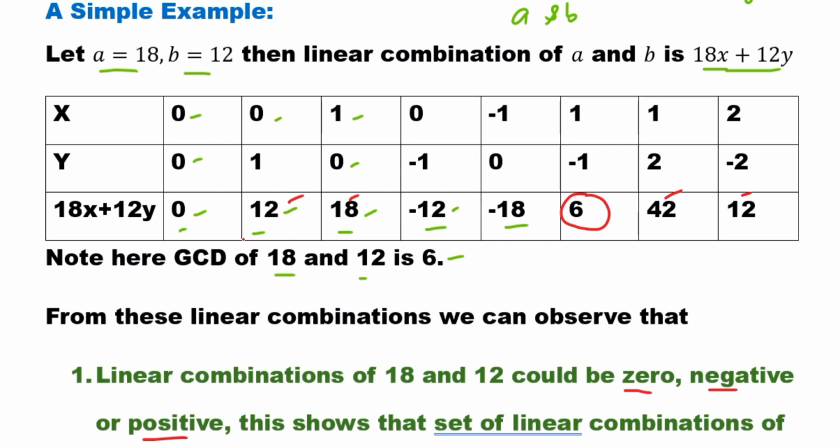The linear combination that is smaller than this 6 is 0, but this is neither positive nor negative. So the smallest positive linear combination is 6, that can be expressed as 18 into 1 plus 12 into minus 1 is equal to 6. You can find many other values of x and y for which 18x plus 12y gives us 6.